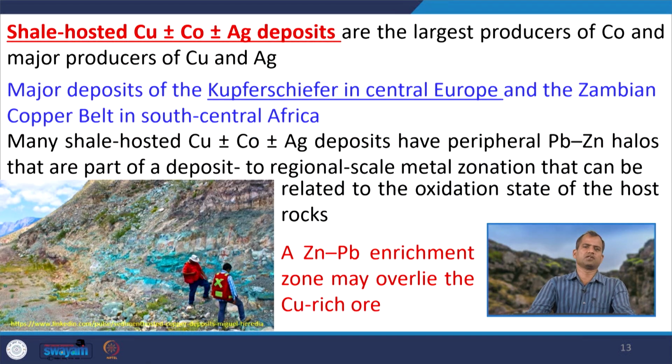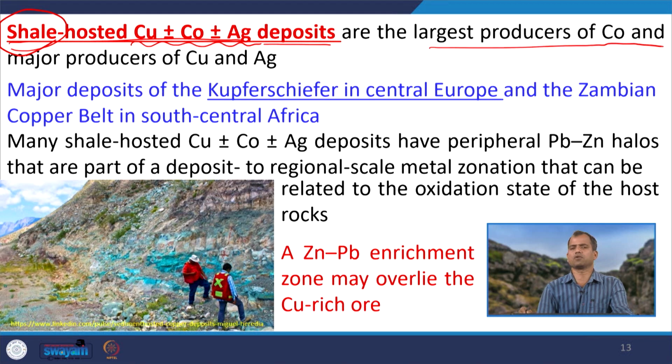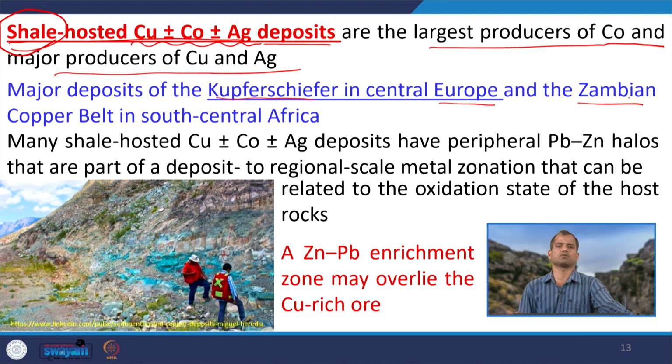Then another type of deposit, which is in the sedimentary basin, most of these Proterozoic sedimentary basins, they are known for shale-hosted copper-cobalt-Ag deposits. So, that means the host rock is shale and the deposit is copper, cobalt and Ag. These are the largest producers of copper and cobalt and major producers of Ag. Major deposits are the Kupferschiefer in central Europe and the Zambian copper belt in Africa.